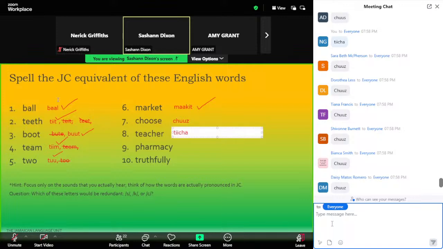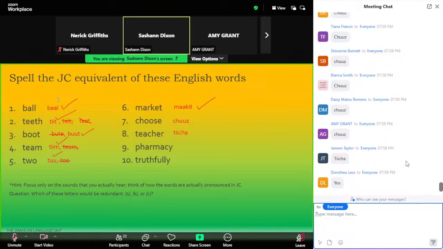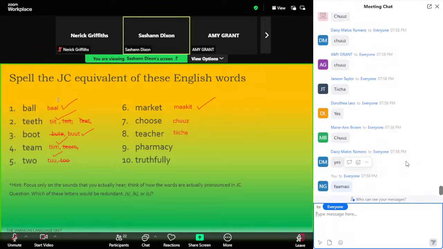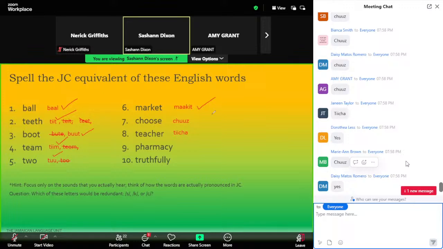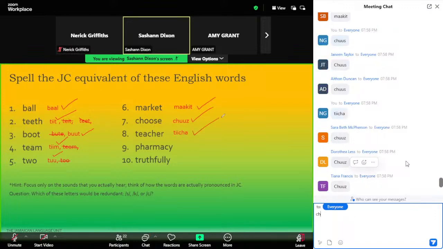Perfect. And remember, you can use 1 to 5 as a reference. So you can test it out. The pronunciation that we're looking for, if anyone wasn't aware, for number 8, teacher. Hence the spelling. So I can tell you that the spelling for number 7 is correct and the spelling for number 8 is correct.